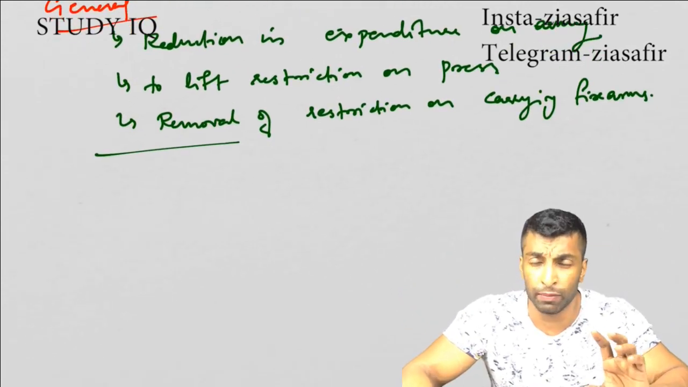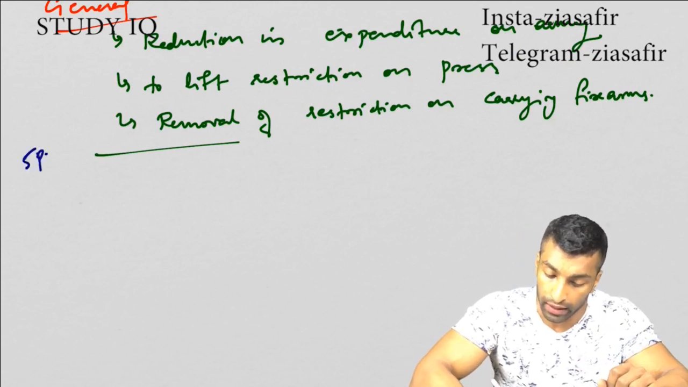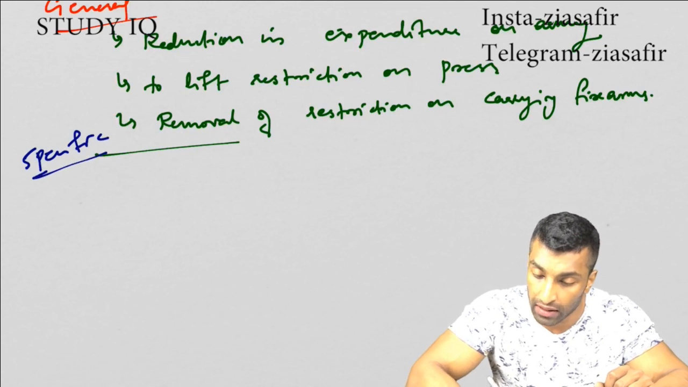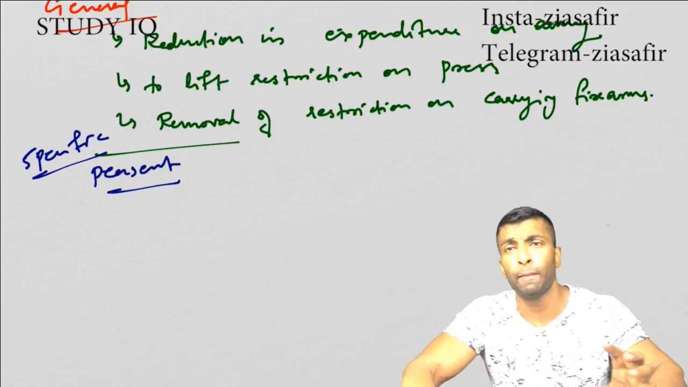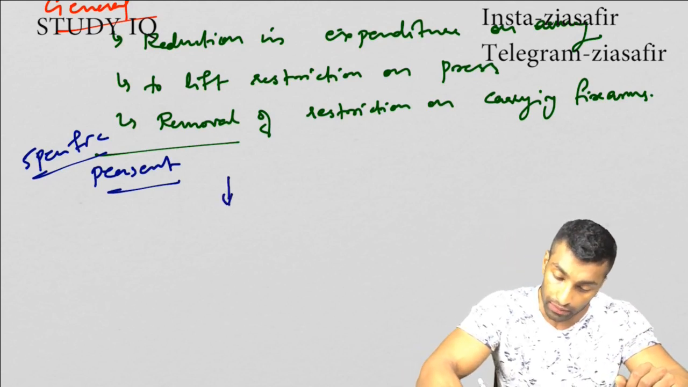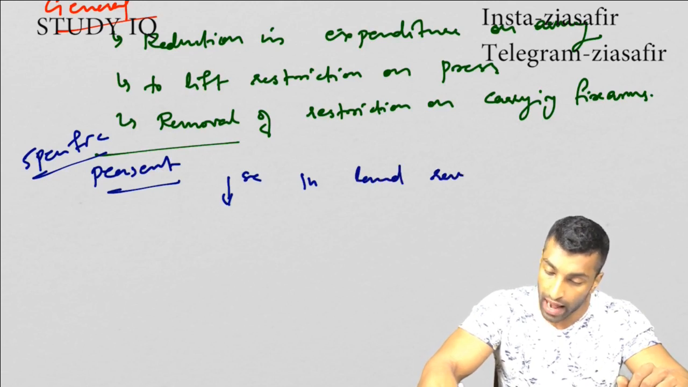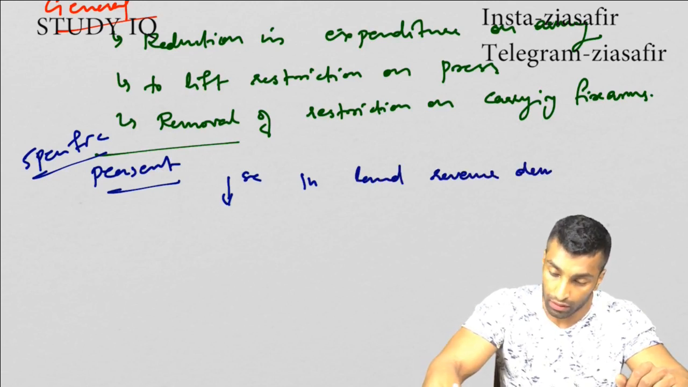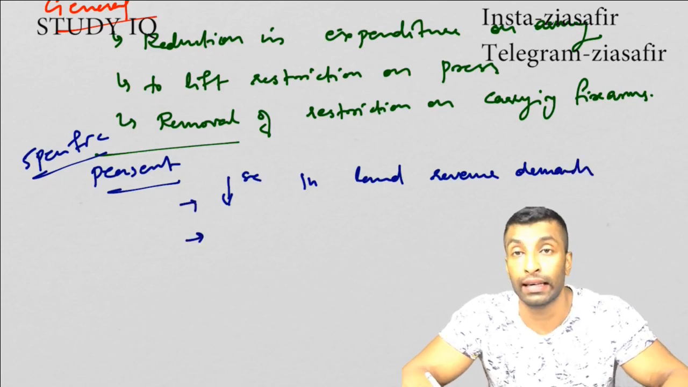Now we will discuss specific demands. Firstly, keeping peasant issues. Under specific demands we will first talk about issues related to the peasants. So basically the most important one will be reduction of land revenue demands. Okay, and then strengthening the tenant rights.